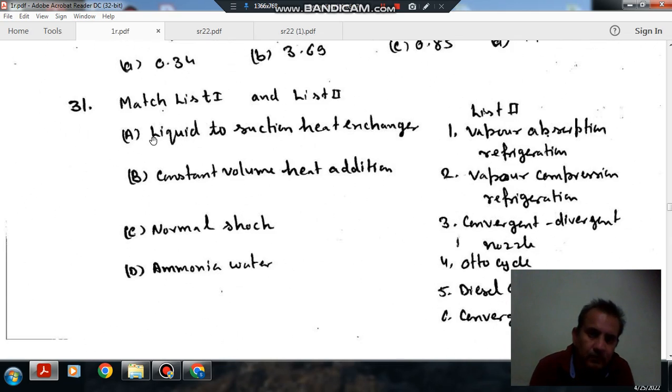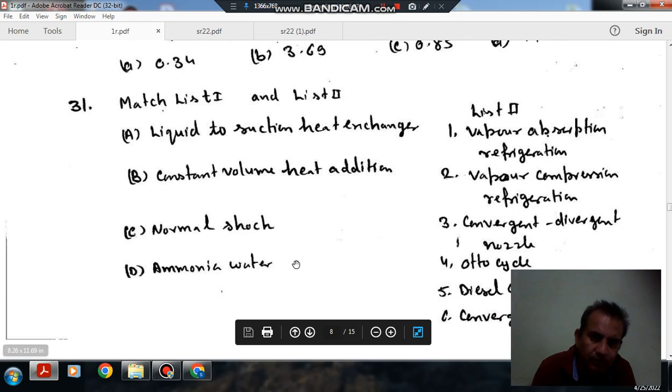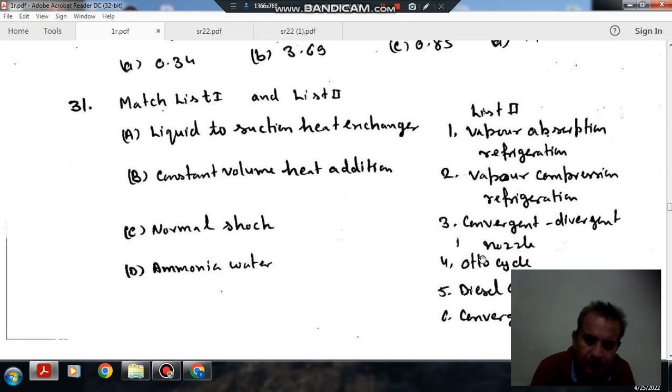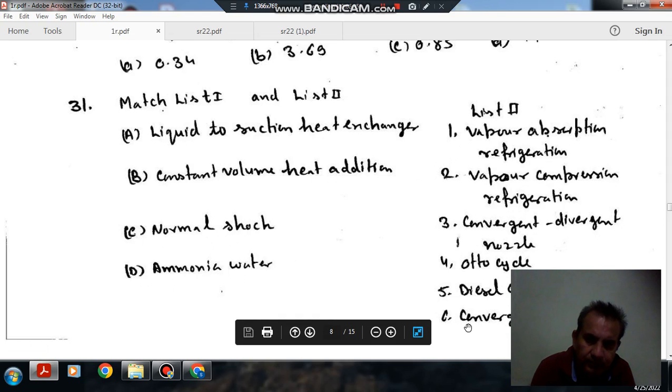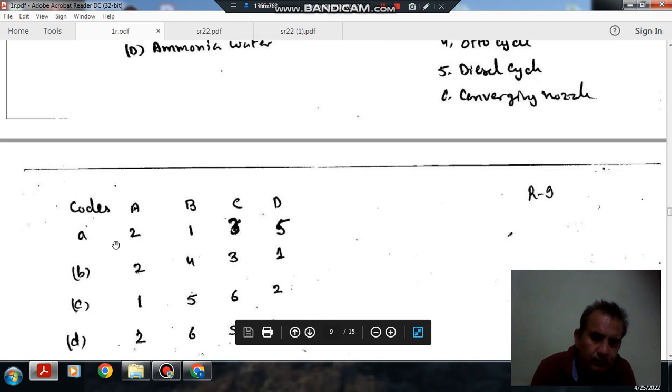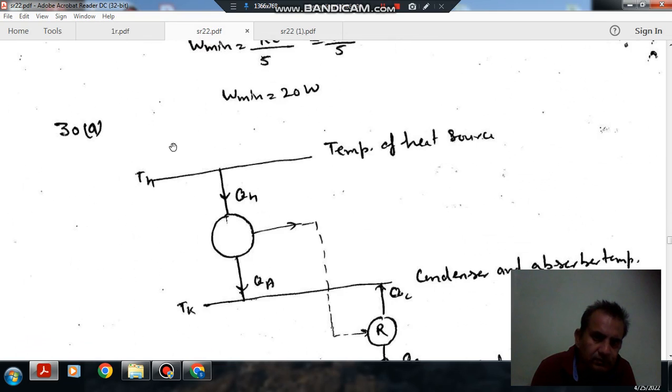Next, match list 1 and list 2. Liquid to suction heat exchanger A, constant volume heat addition B, normal shock C, ammonia water D. Here: water absorption refrigeration, water compression refrigeration, converging diverging nozzle, Otto cycle, diesel cycle, converging nozzle. So these are the options.